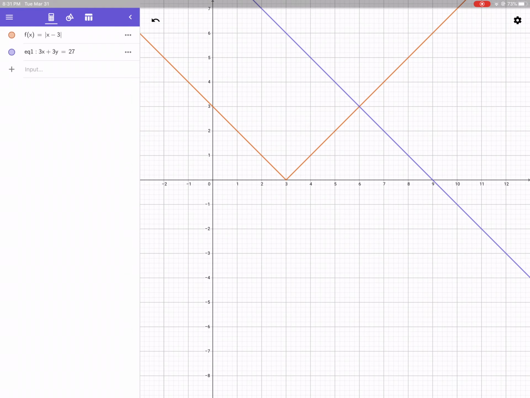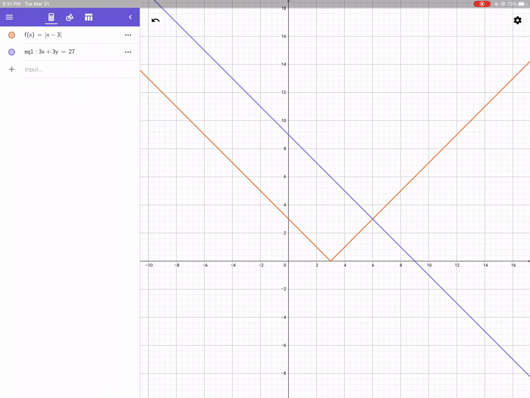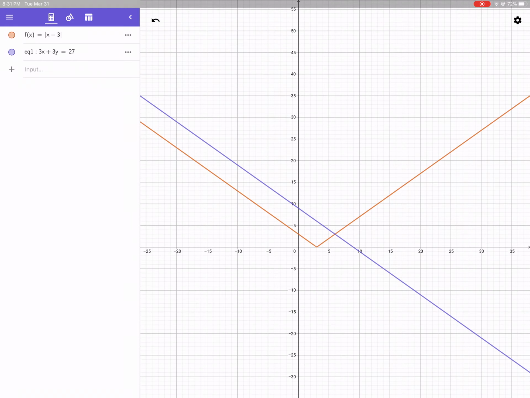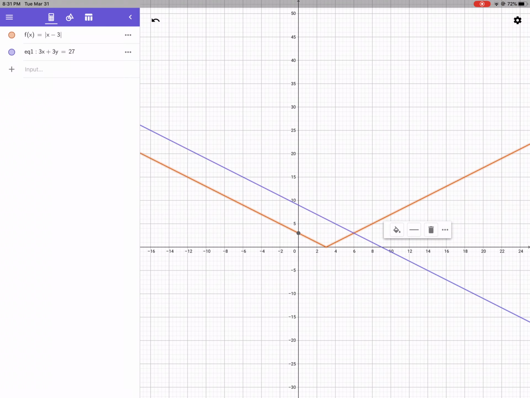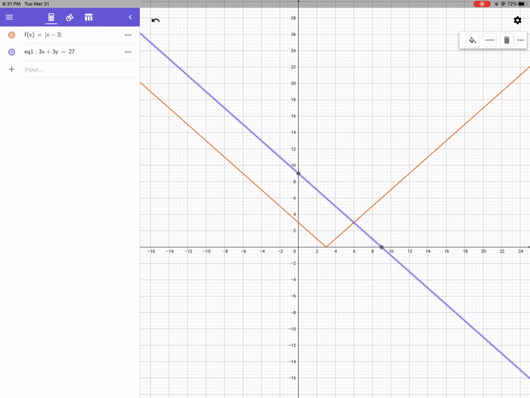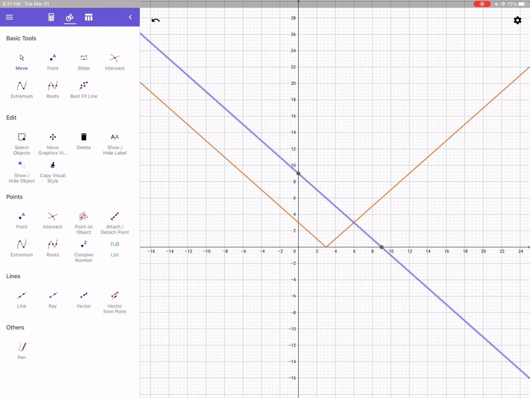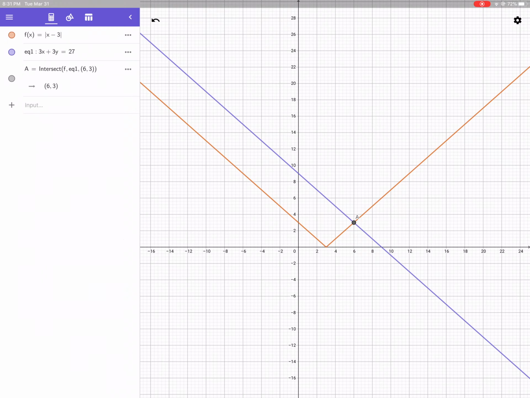So when you notice this, everybody sees that point of intersection there, correct? But when I keep touching on it, I can't get the point of intersection. This happens sometimes in GeoGebra. If that should happen to you, where you can't touch and find the point of intersection, click on the circle triangle, and right underneath basic tools, you see the word intersect, okay? Take that intersect and touch on the point of intersection. When you go back to your calculator, you'll see that the point of intersection is 6, 3.